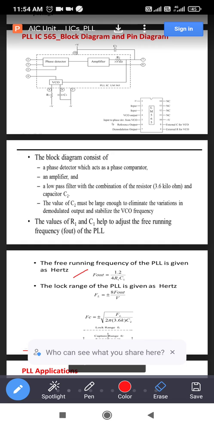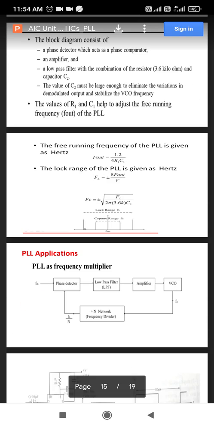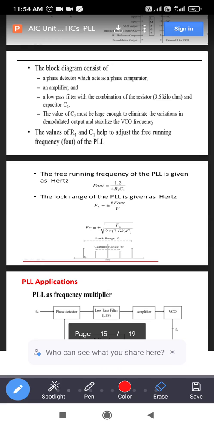Now next, how to calculate the lock range of PLL? That is given by a formula. FL, meaning lock frequency, is equal to plus minus 8 into F out divided by V. Whatever F out you calculate by using the first formula, you have to put 8 into F out divided by V.